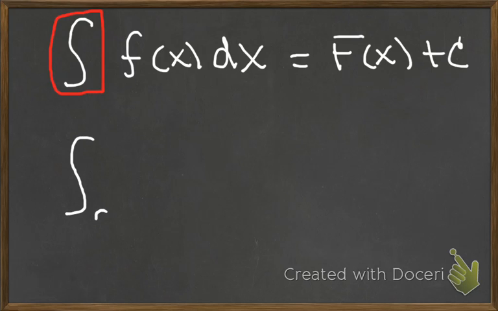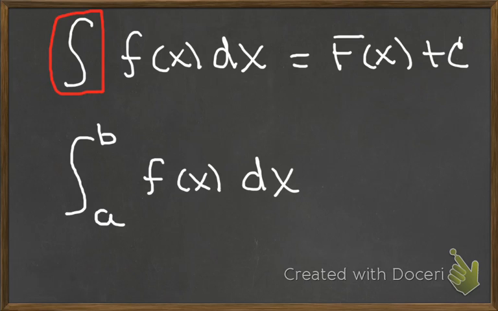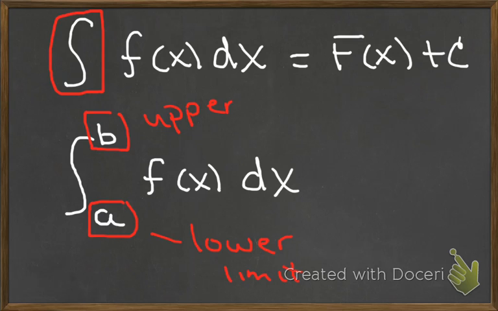So we can now have integrals that have what we call limits. We can have the integral from a to b of f of x dx. Now this integral has limits. This is the lower limit, a, and it has an upper limit, b. If you heard me read it, it's the integral from a to b of f of x dx. So the question is, how do you evaluate this?